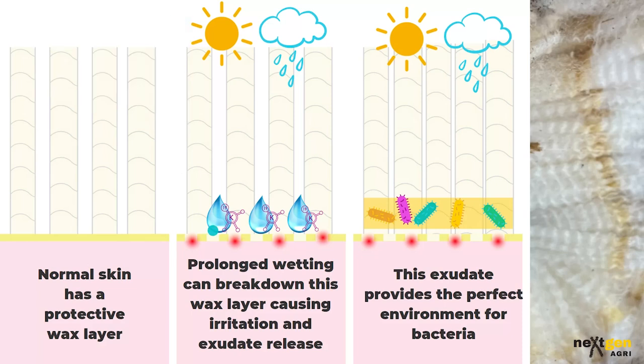When we move on to fleece rot, it's interesting. I guess a few differences, but a similar process. So generally in a normal sheep, we've got this wax layer that sits between the skin and the outside world, protecting that skin. What happens when we get those same warm, moist conditions and you get wetting down to the skin level?